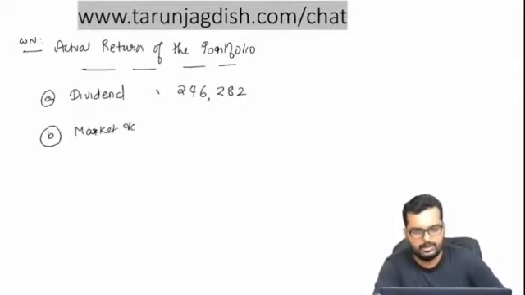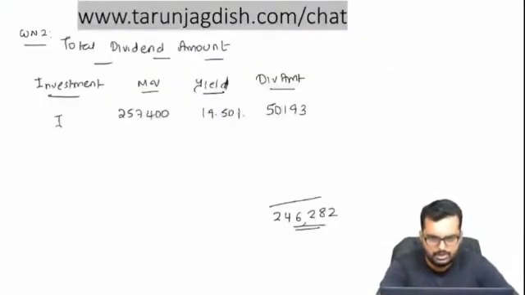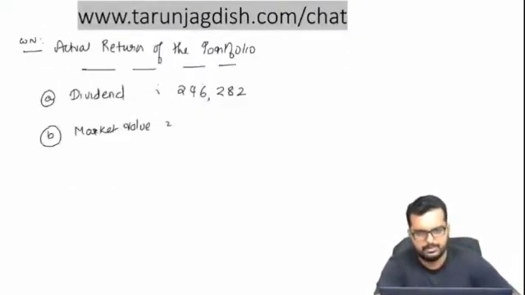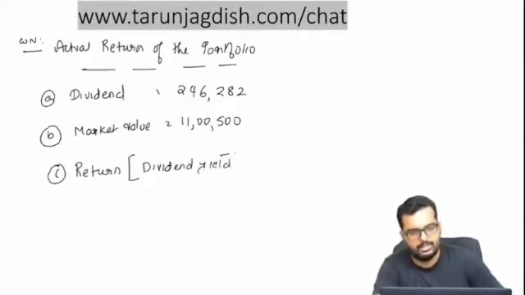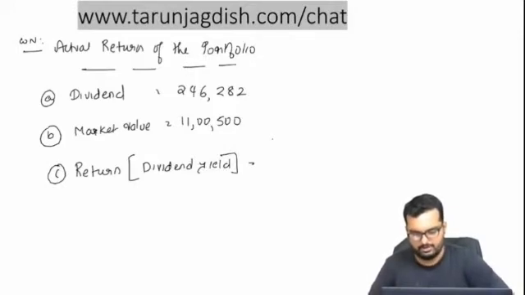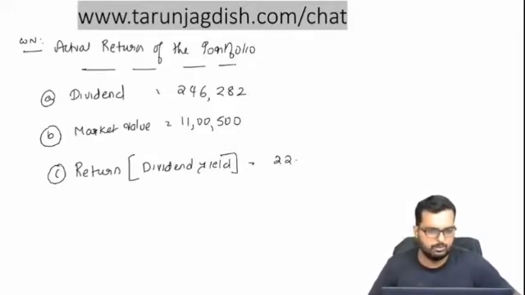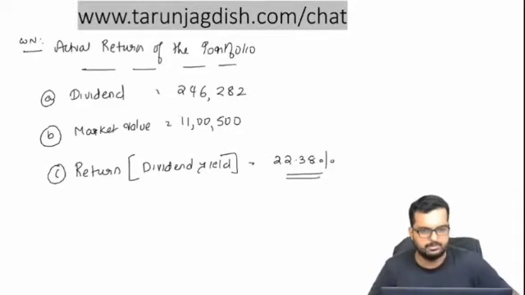And point number B will be market value. That turns out to be how much? Was it 11,500,000? Right? From this, they found out the return. This is actually not the return. This is actually dividend yield, D1 divided by P0. So they are assuming that dividend yield is equal to the actual return. It will be 246,282 divided by 11,500,000. So I get the answer as how much? 22.38% is the dividend yield which I get over here.